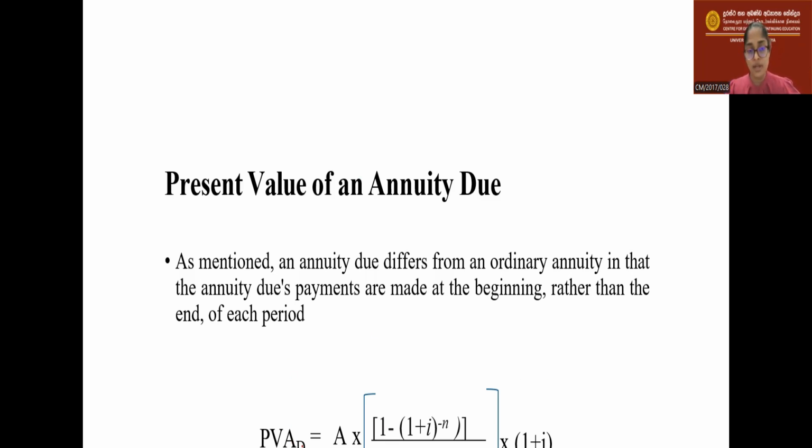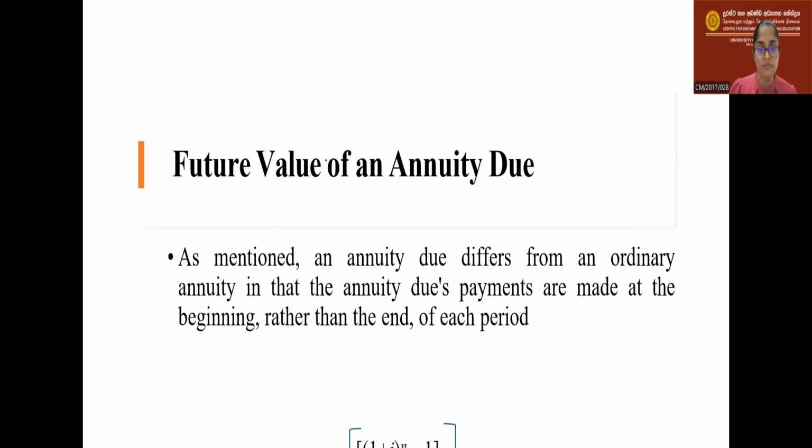So for the present value of an annuity due, what would be the relevant formula? A multiplied by 1 minus (1 plus i) to the power of minus n, divided by i, multiplied by 1 plus i. You only have to memorize one type of formula. For the present value or the future value of an ordinary annuity, just memorize that. From that memory, you can customize the annuity due formulas.